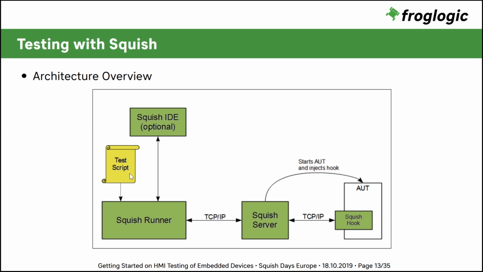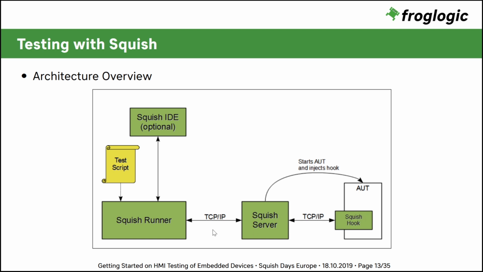So once you have your test script, what is happening is that the Squish runner executes the test script, and then some of the commands from the test script, like mouse click or type, are sent to the Squish hook via the Squish server, and then the Squish hook executes those Squish-specific commands.